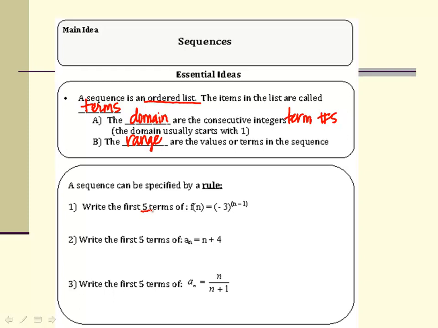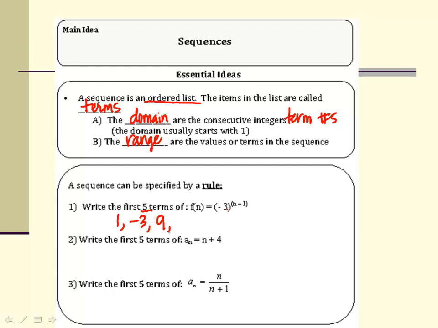So if I plug in a 1 here, 1 minus 1 is 0, and negative 3 to the 0 power is just 1. So we do it again. 2 minus 1 is 1. Negative 3 to the first power is negative 3. Plug in a 3 for the third term. 3 minus 1 is 2. Negative 3 squared is 9.